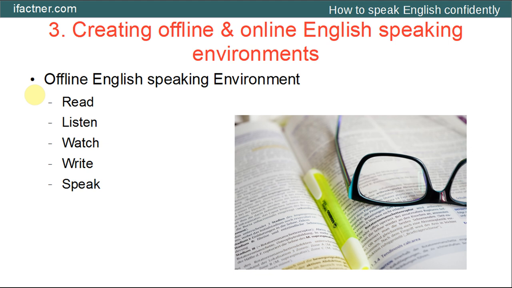Here are a few tips for creating an offline English speaking environment. You should read English newspapers, novels, and magazines. You should listen to English songs, news, and radio programs. You should watch English movies, dramas, and sitcoms. You should write and do all your written communication and assignments in English. You can try speaking English in front of the mirror.